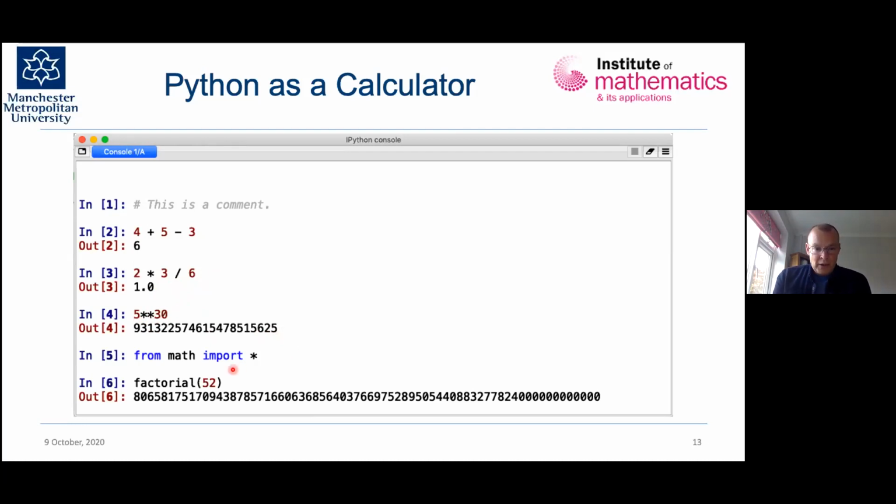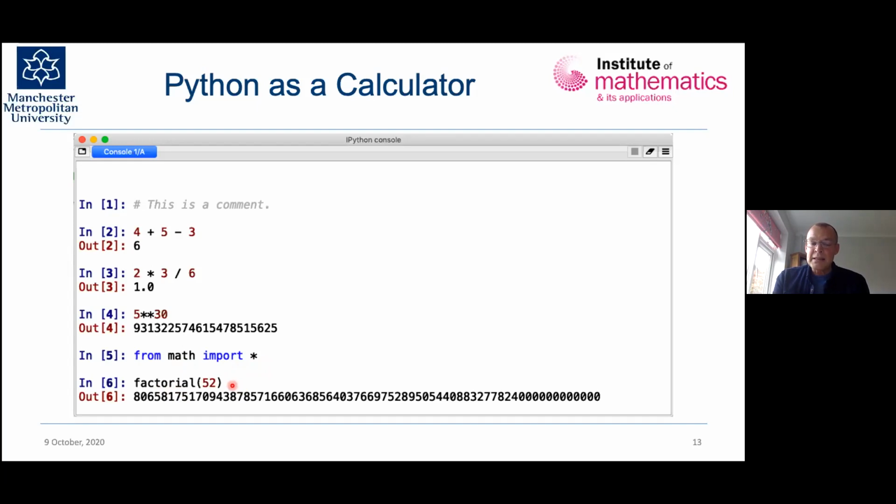Okay, now, in order to use functions or extra buttons, if you think about it, on your calculator, we have to import a library called math. So there's a math library with functions like sine and cosine and exponential and factorial. And there are a lot more functions which have been written by people all over the world. So there is a function called factorial.